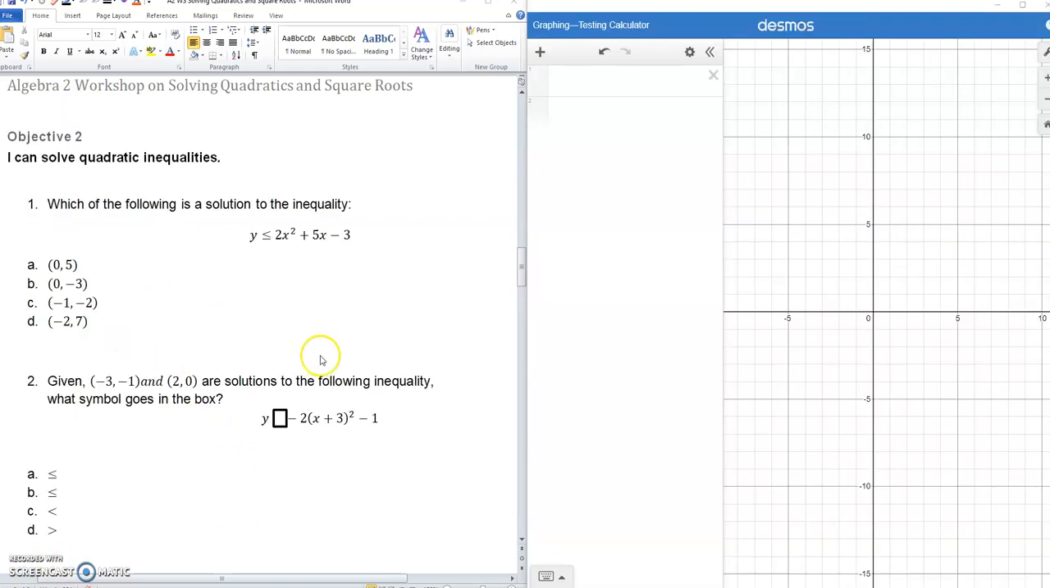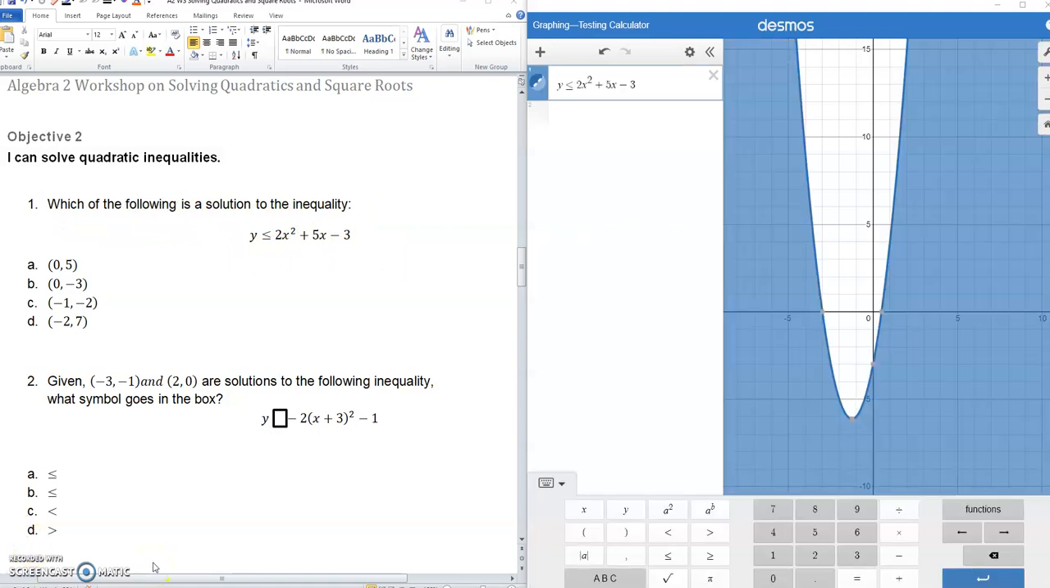Objective number 2, I can solve quadratic inequalities. Which of the following is a solution to the inequality? Plug this in on Desmos. After you plug it in on Desmos, you will look for the point that is on the shaded part of your graph. That point is a solution if it is on the shaded part of your graph. Okay, so let's analyze 0, 5. 0, 5 is x, y, so that is not on the shaded part. 0, negative 3 is on the graph itself, and the graph is solid, so that is a solution.